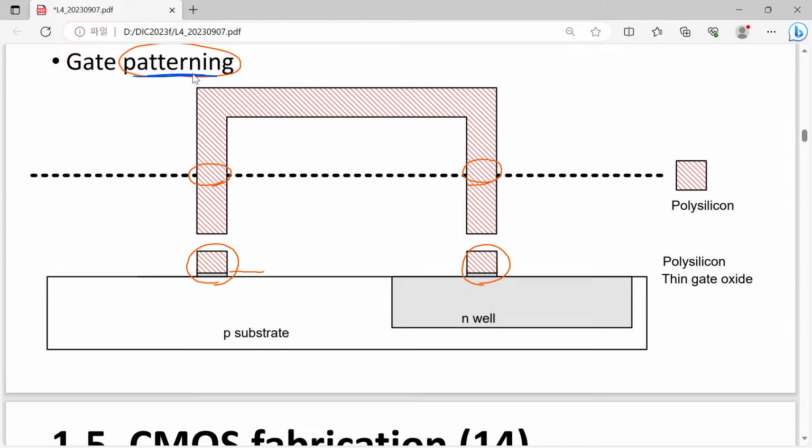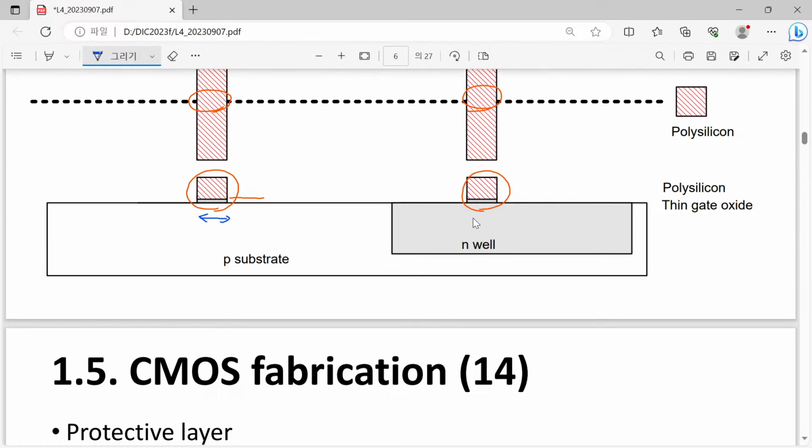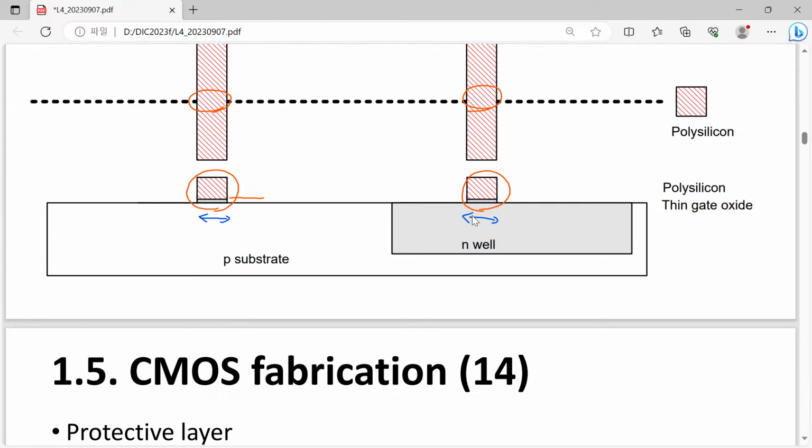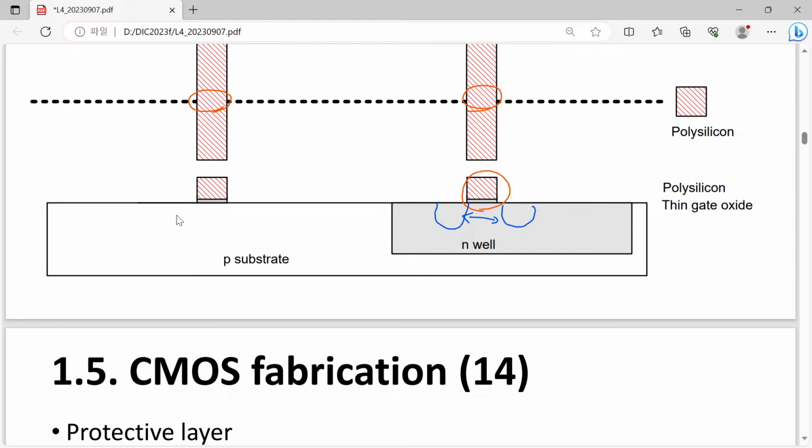Anyway, now we have defined our NMOS gate region and PMOS gate region quite clearly, and the next step should be the formation of our source and drain. How can we do that? So if we have a certain error in our photolithography, the worst case we can expect is like this. For example, let's say that we make this kind of thing, then what will happen?